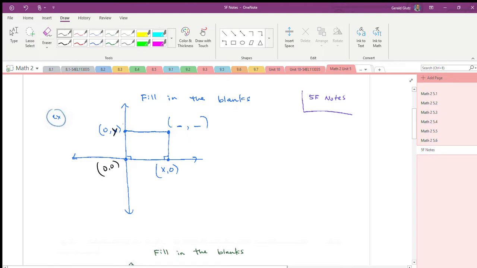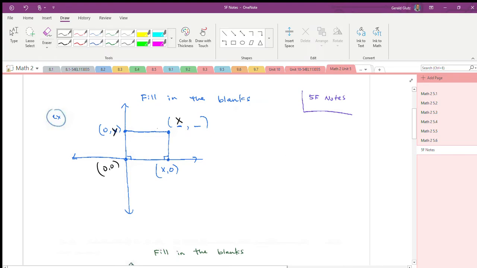So this point right here is 0 comma y, so that means we went sideways 0, up y. This point over here we went right x and up 0, so that's why it's x comma 0. So we have to figure out what those two blank spaces should be. For this point, how far right do we go from the origin and then how far up? Since this is the same distance right as this point, we went right x here, so we also go right x at that point.